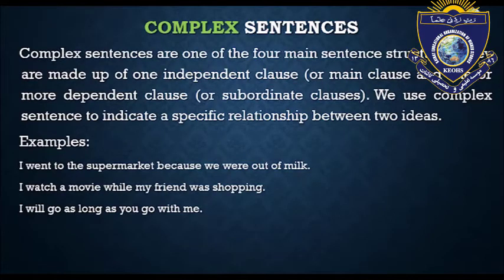We were out of milk. But here, I went to the supermarket is called a dependent clause because it can't stand alone. It needs an independent clause. Okay, now we got this. I watched a movie while my friend was shopping. This is the other example. I will go as long as you go with me. And this is the other example.